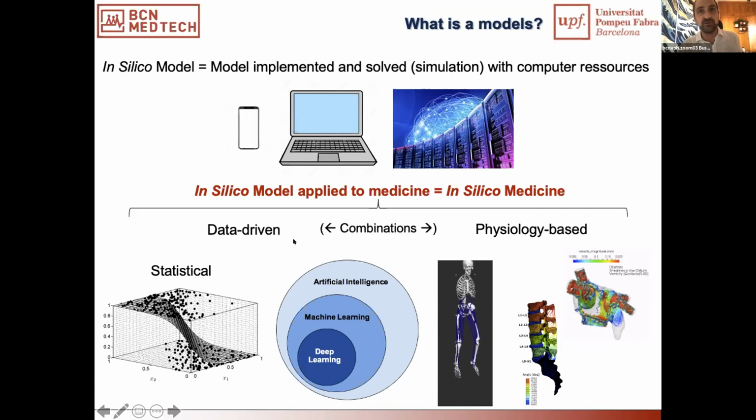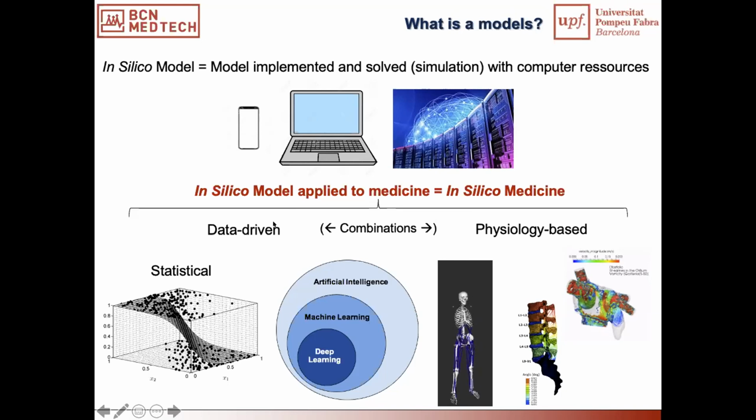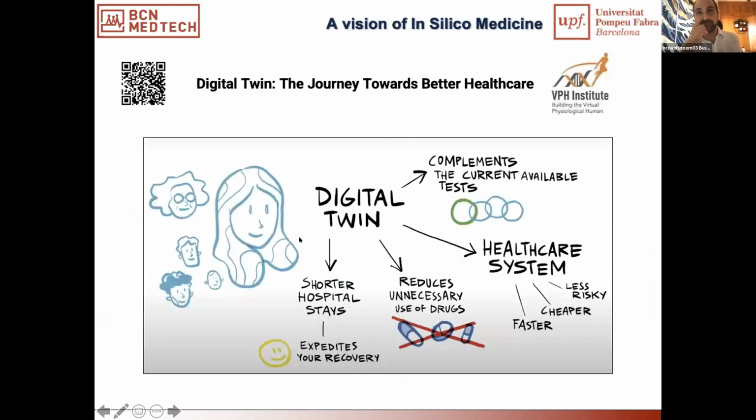So we have data-driven models, which can be statistical models. It can be models based on machine learning that will lead to artificial intelligence systems. And then we have physiology-based models, which are based on equations that represent intrinsic mechanisms of the human body. And of course, we will see in the future, and we're currently seeing, a lot of combinations of these two large families of models.